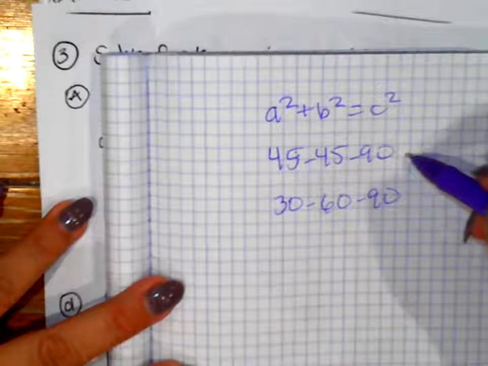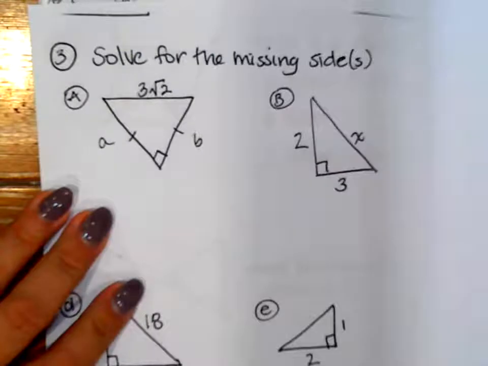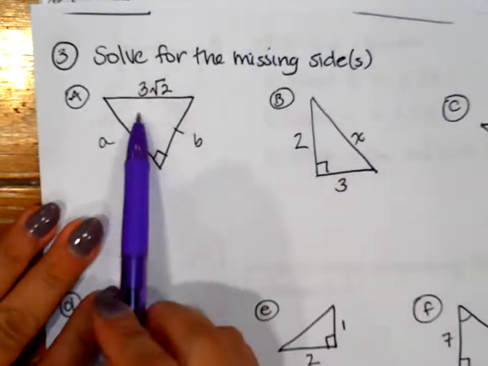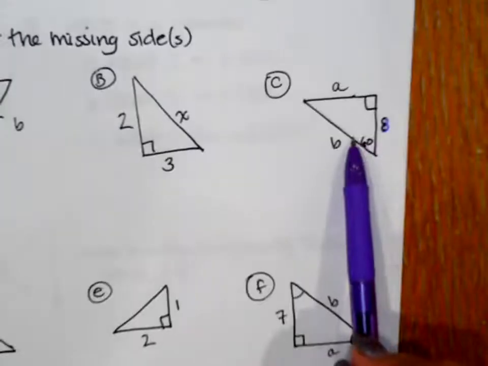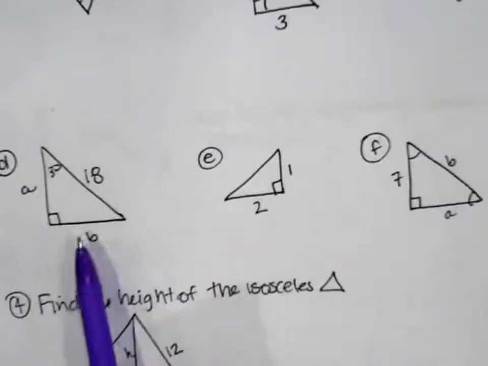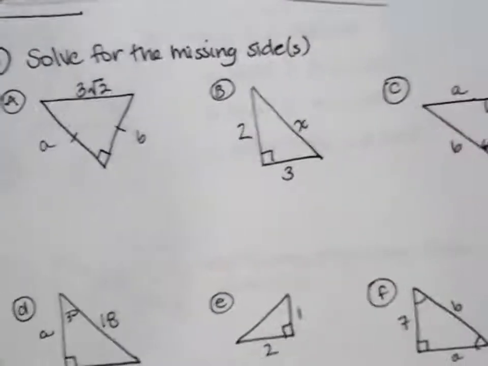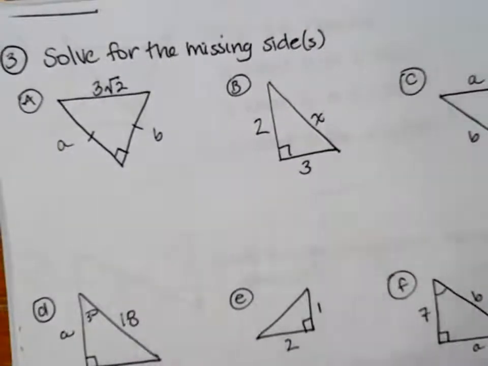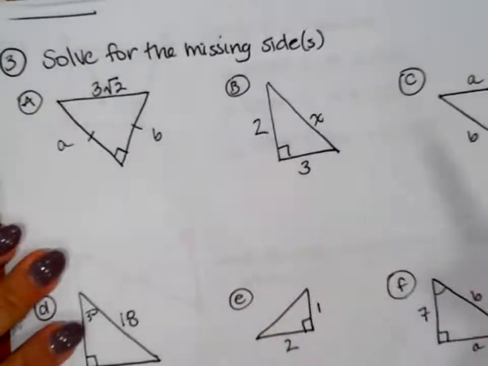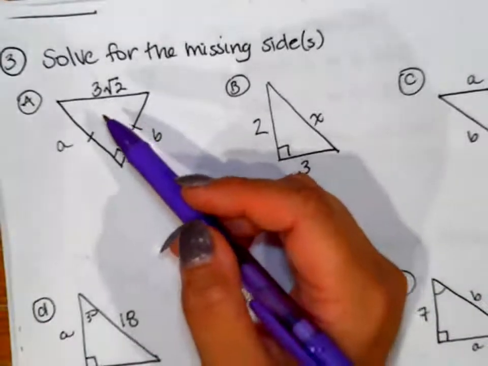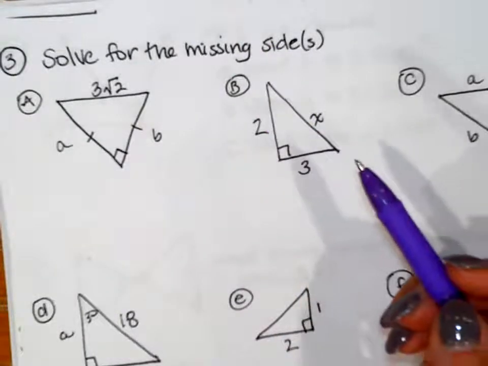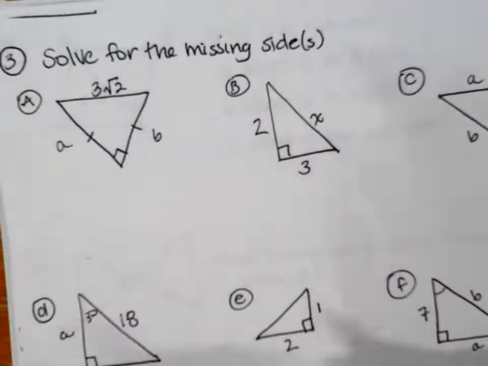If you're only given one number, like on A or on C or D, when you're only given one number, that little light in your head has to go off saying, is this 45, 45, 90, or is it 30, 60, 90? Because you're not going to be able to use the Pythagorean theorem without a couple of numbers, or them figuring out a way to get another side.